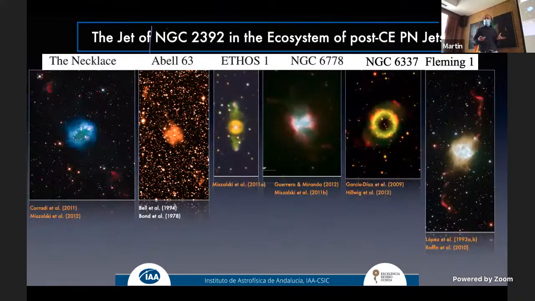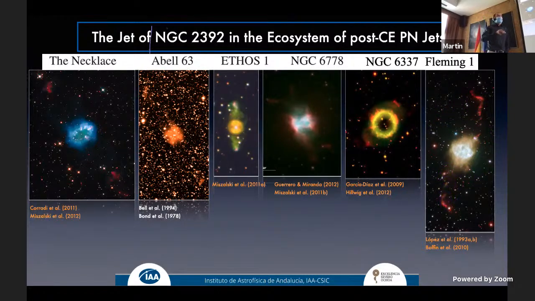When we compare the jet in the Kimono Nebula with those in post-common envelope PN jets, we see that in most of the cases, for instance this one, the necklace, the jet is here and there. So there is no connection between the jet and the central star. And this is also happening in all the sources. Also for Fleming 1, for instance, the jet goes down there and then there, but there is no connection.